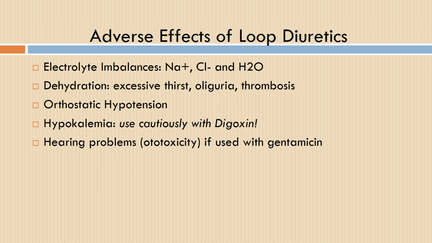We mentioned that fluid and electrolyte imbalances can occur with furosemide. In addition, other adverse effects include orthostatic hypotension. Caution must be used when administered along with digoxin. Hypokalemia can lead to digoxin toxicity. Finally, when used with gentamicin, ototoxicity, loss of hearing, could occur, although it is rare.